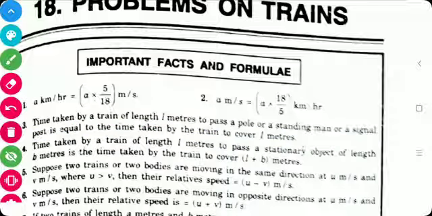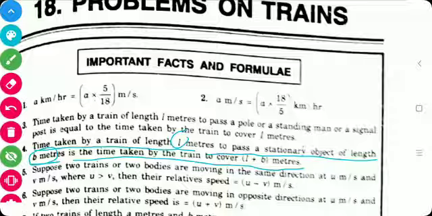Next is time taken by a train of length L meters to pass a stationary object of length B meter. The length of the stationary object, so it may be a platform or it may be a shop, is B meter. Then time taken by a train of length L meter to pass a stationary object of length B meter is the time taken by the train to cover L plus B meter.